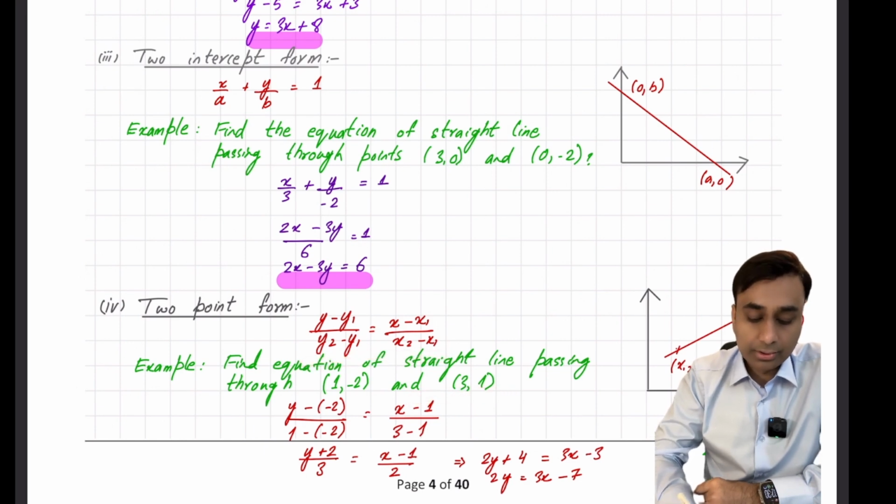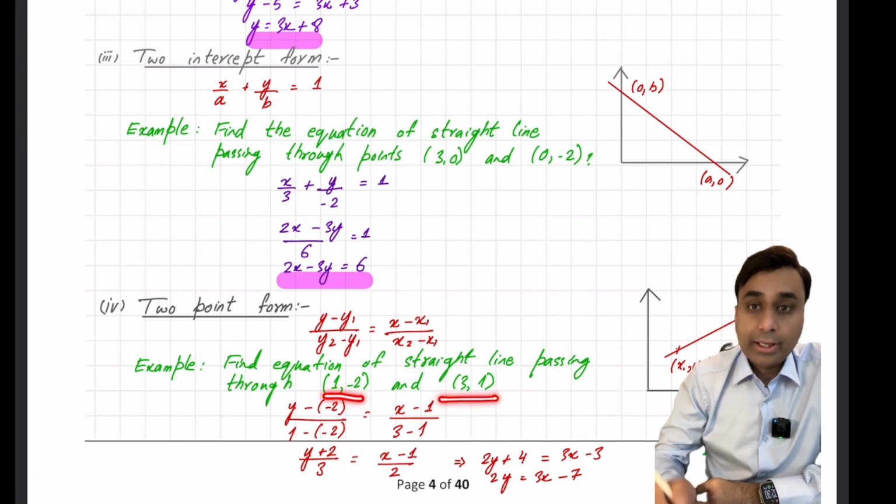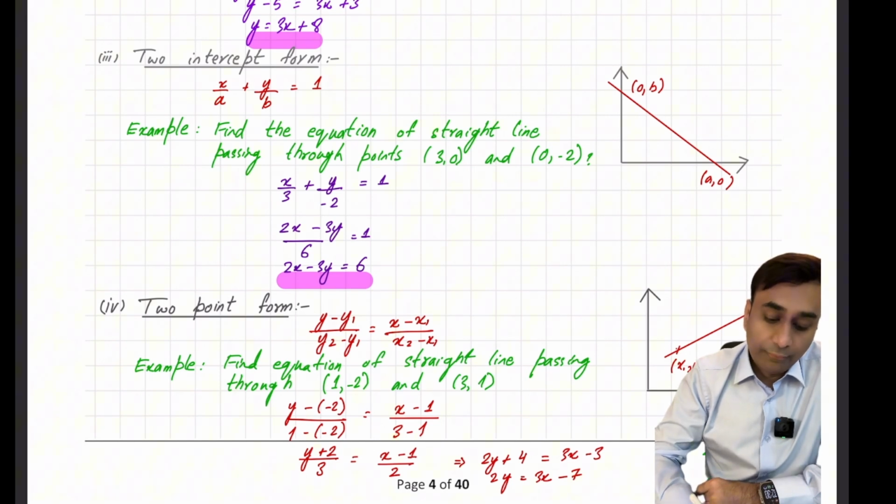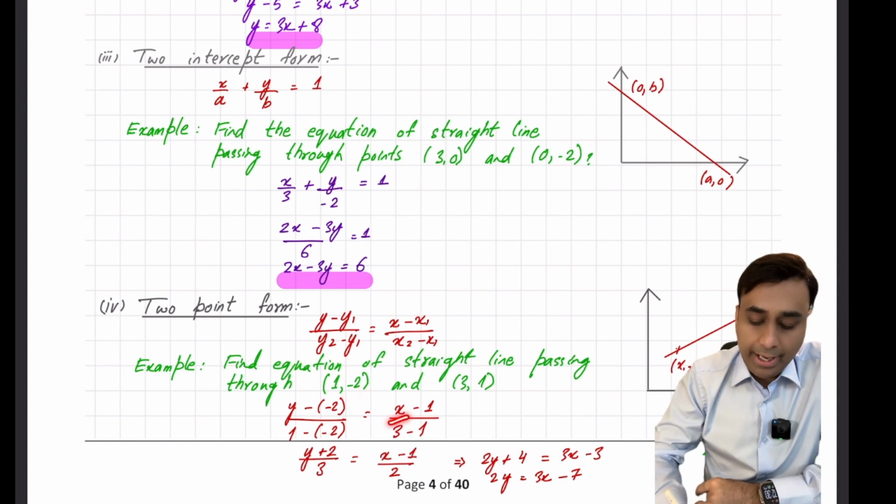In this case, I'm considering x1, y1 as 1 and minus 2, and x2, y2 as 3 and 1. I can also switch them. So y minus y1 would be y minus negative 2, over y2 minus y1, which would be 1 minus negative 2. Similarly, x minus x1 would be x minus 1, and x2 minus x1 would be 3 minus 1.